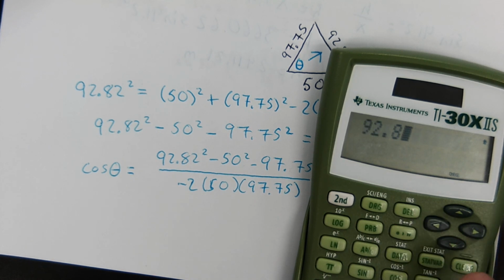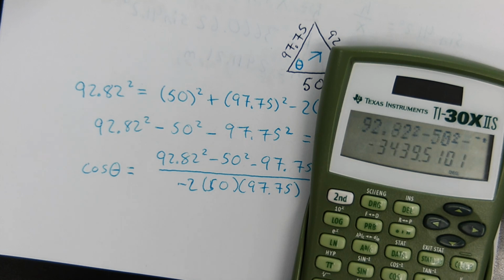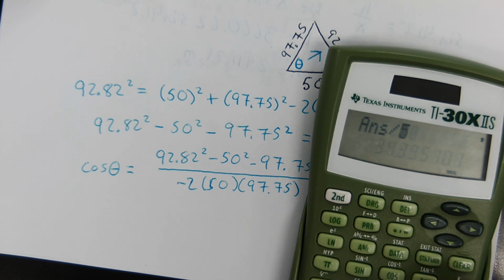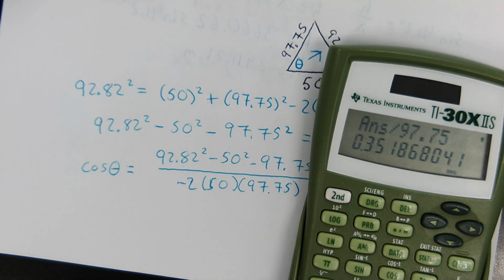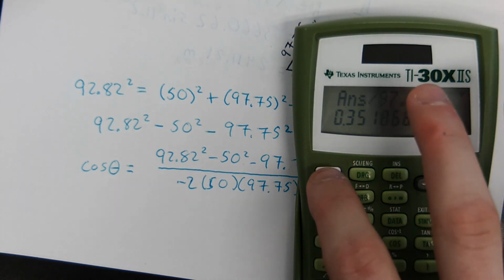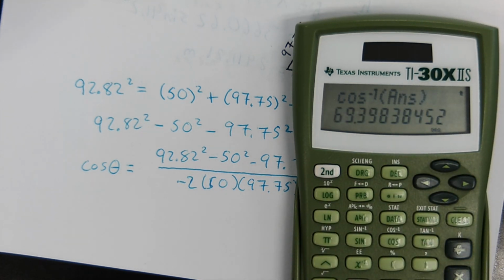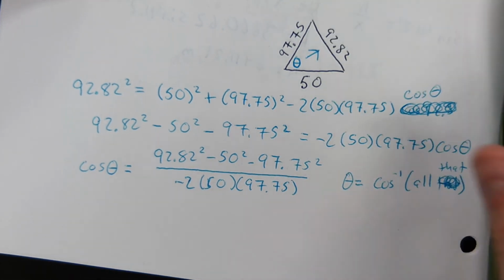92.82 squared minus 50 squared minus 97.75 squared is, divided by negative 2 is, divided by 50 is, divided by 97.75 is, and we have to do cosine inverse of that. We got the angle, guys. We did it. The angle is 69.4 degrees.